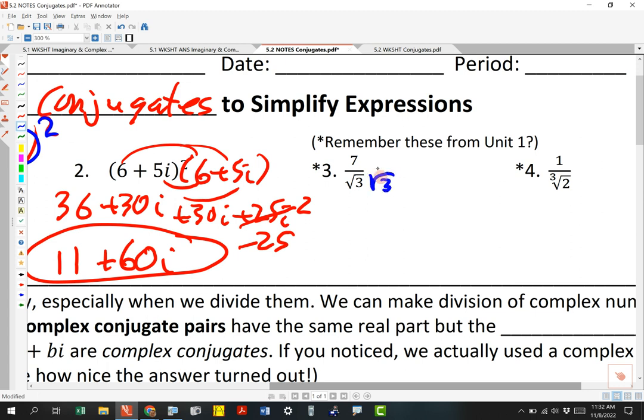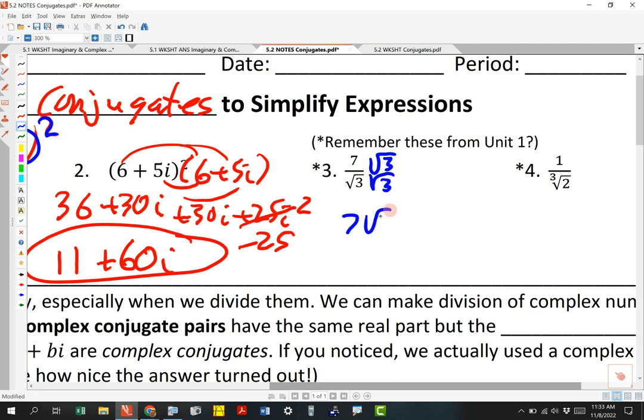So the bottom isn't a square root. If this is a square root, how many factors do we need in order to pull them out? In total, we need, Samara? We need 2. How many do we already have? We have 1, so I need another one. So I'm going to put another factor of radical 3 down there.